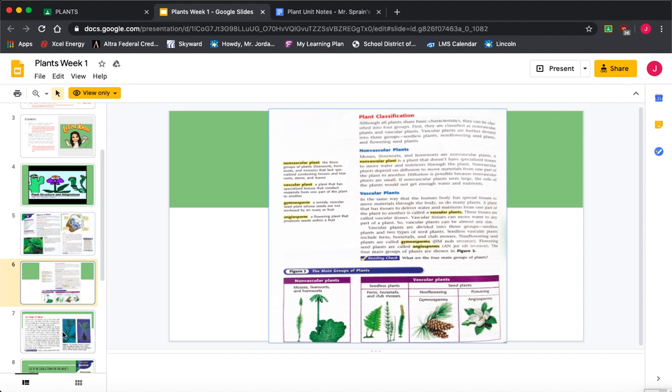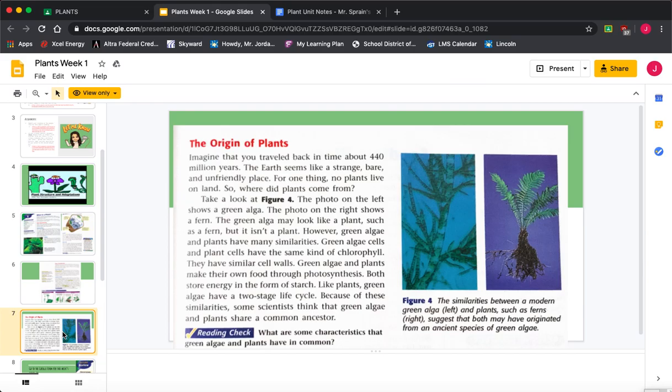Okay, moving on to our last page of reading. The origin of plants. Imagine that you travel back in time about 440 million years. The Earth seems like a strange, barren, unfriendly place. For one thing, no plants live on land. So, where did plants come from? We'll take a look at figure 4.